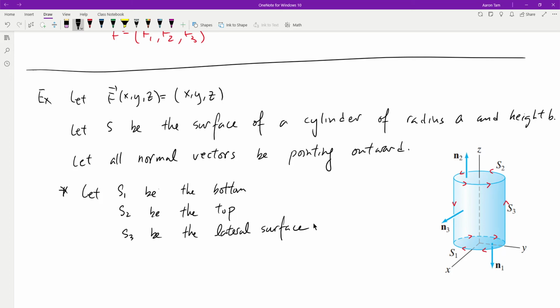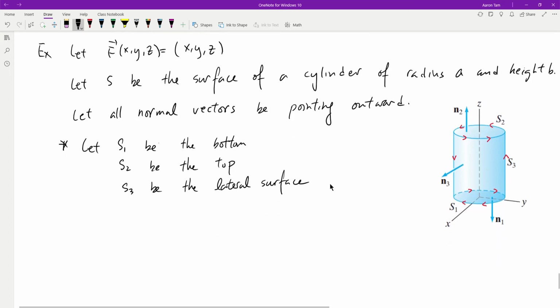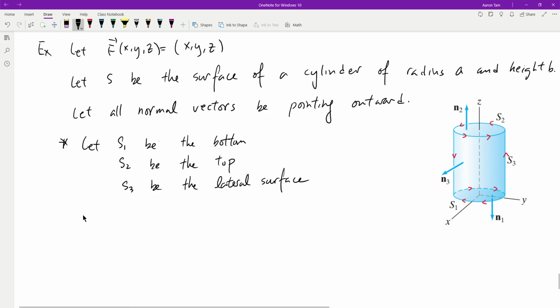What I'm going to try to do is calculate the surface integral. So I'm going to ask you to try to evaluate the double integral over this surface S of vector F dot d vector S. That would be our surface integral.